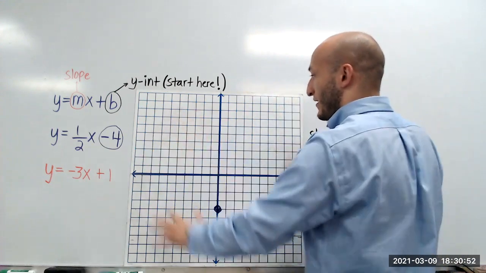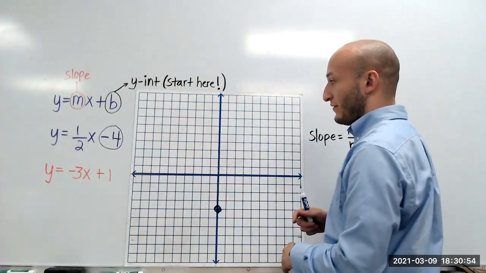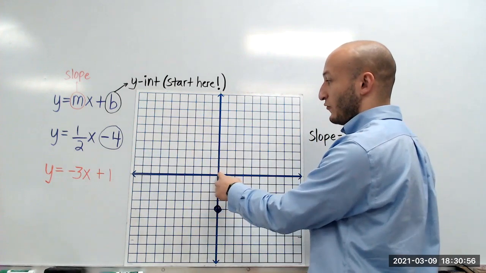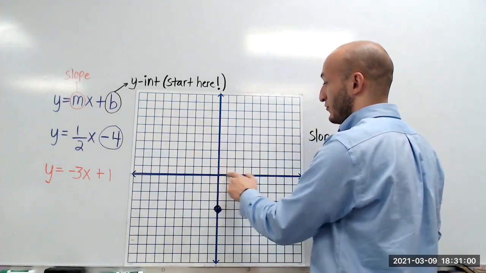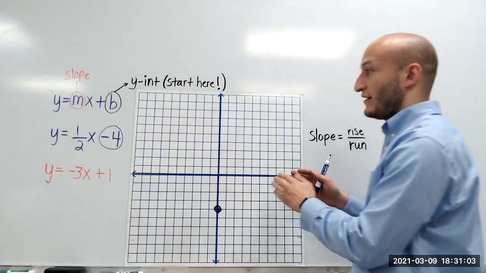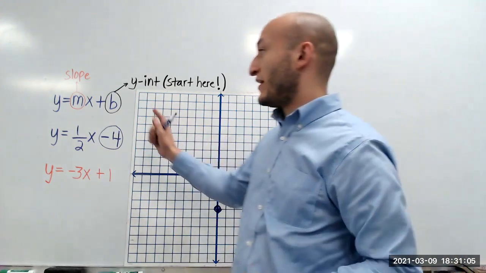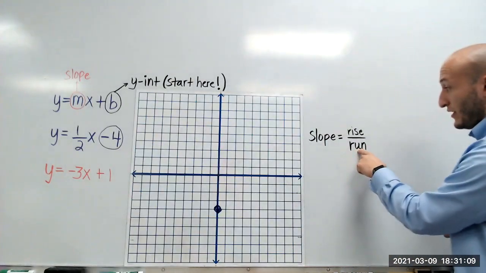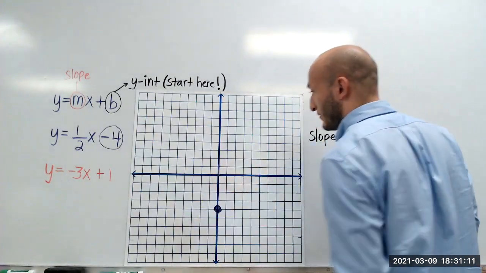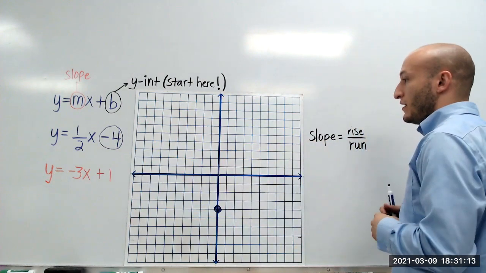Think about it like the graph. We know that if we start here and go to the left, we have negative numbers. Go to the right, we have positive. That's why if my number is negative, then for the run I'm going to move to the left. If it's positive, I'm going to move to the right.